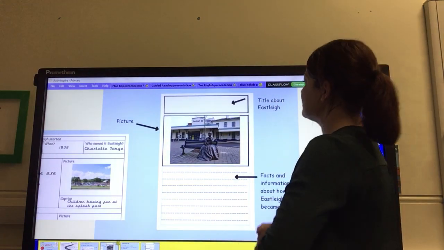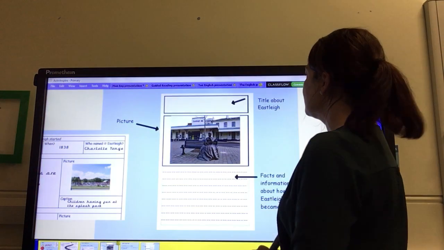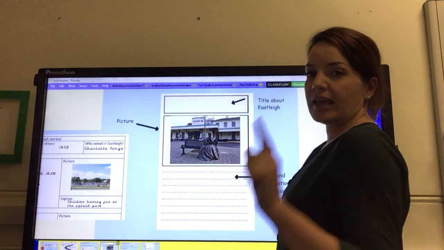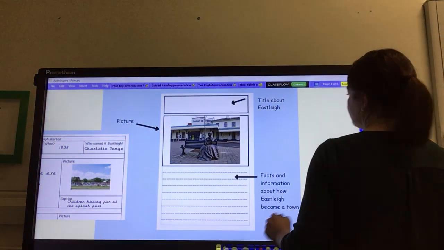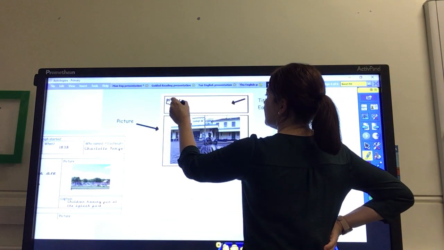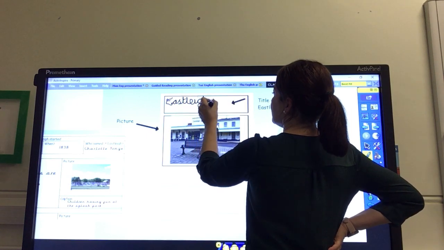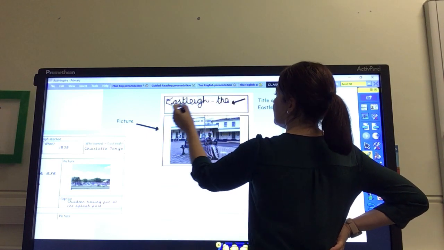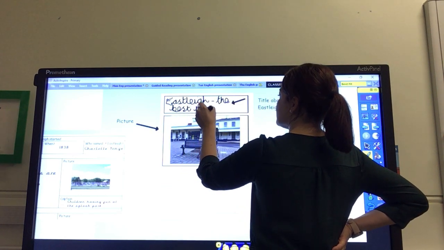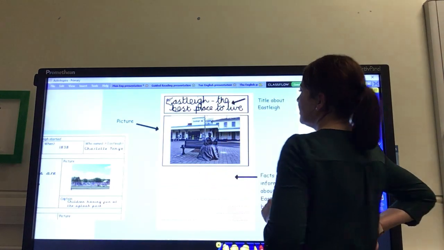So the first thing I need to decide is my title. It could just be Eastleigh, but that's a little bit boring. So I'm going to make my title, let's have a think. Eastleigh, the best place to live. Lovely, I'm happy with that.